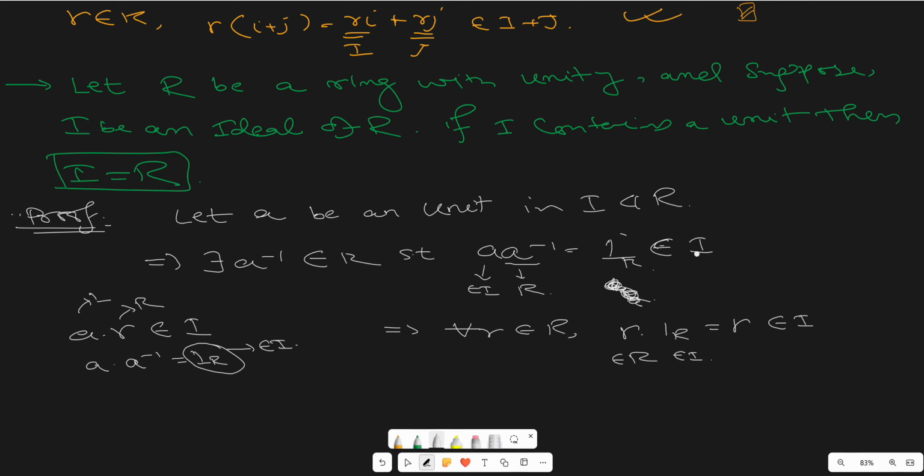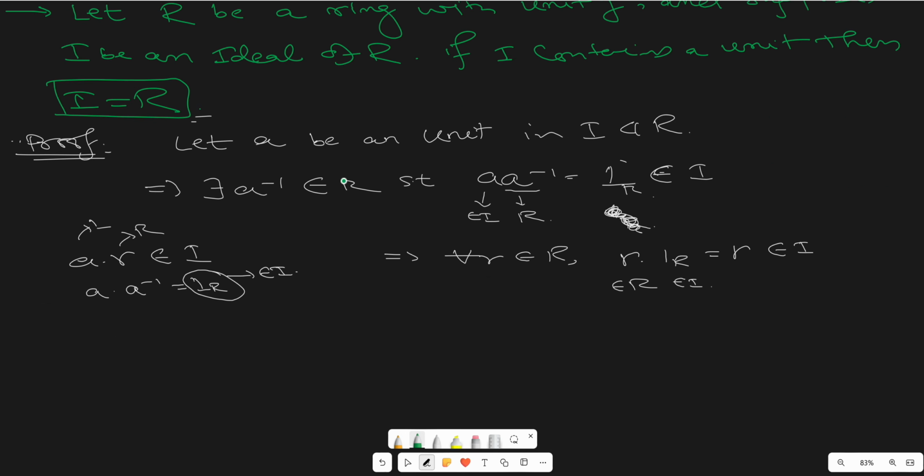This is in I, right? For every element R, see, this is a ring with unity, so R dot 1R will be R, which is inside I, of course. So this implies that if you take any unit here, you will get I to be the entire R. Okay, I think the proof is clear to everybody, right? Very easy proof, just some simple observation, nothing else is here.